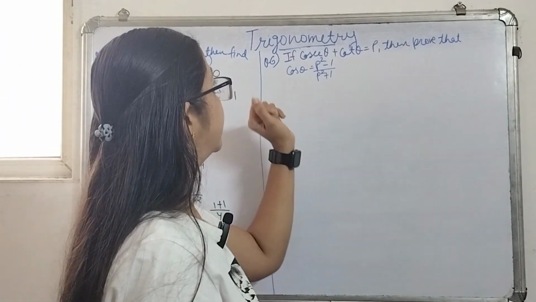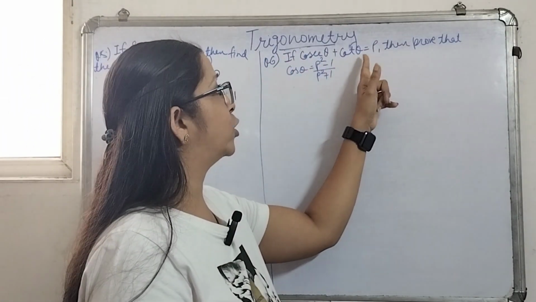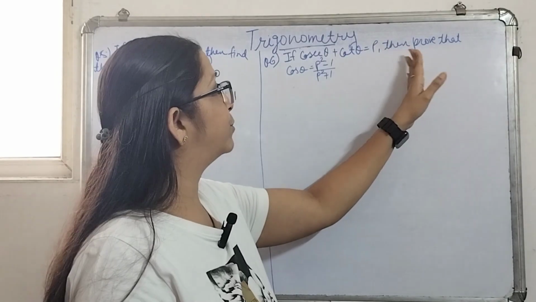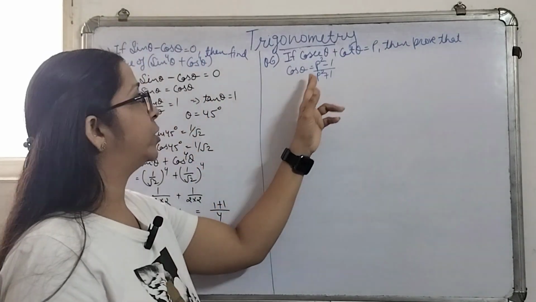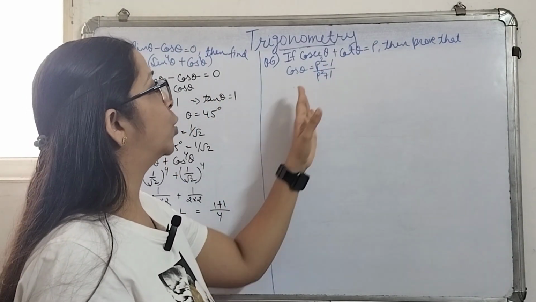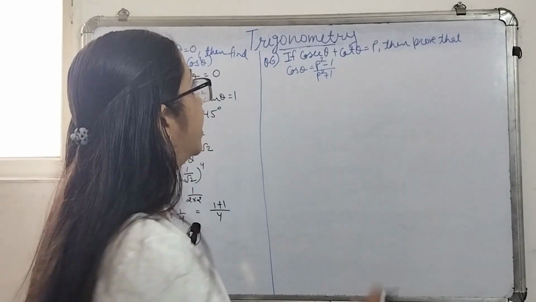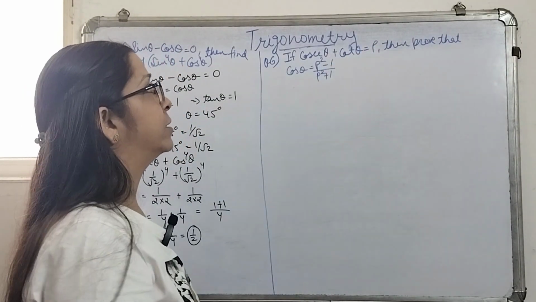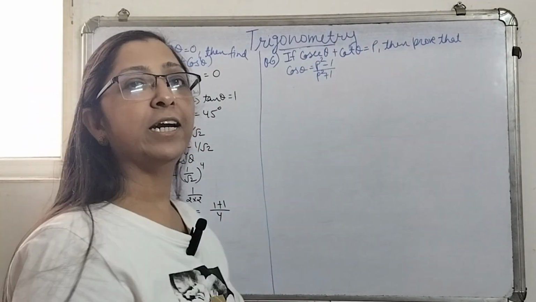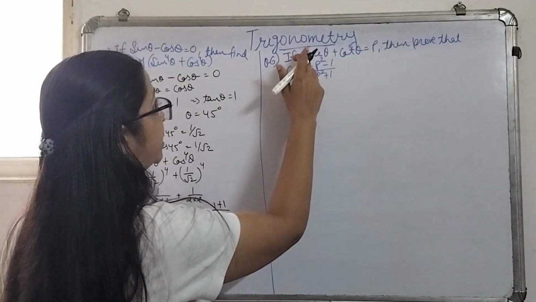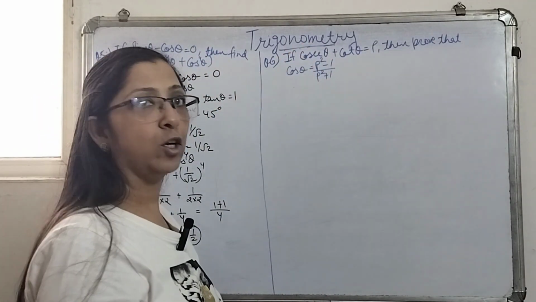Now the next question is: if cosec theta plus cot theta is p, then prove that cos theta is equivalent to (p square minus 1) over (p square plus 1). The value of p is given to us. Again, it is in terms of cosec theta and cot theta, so we will convert it in terms of sin theta and cos theta.